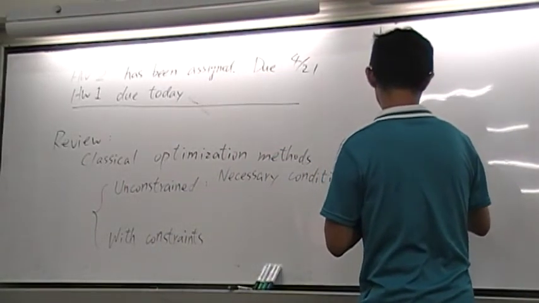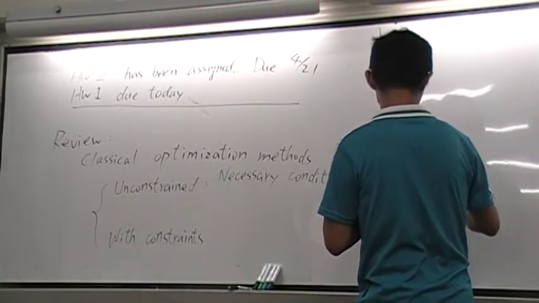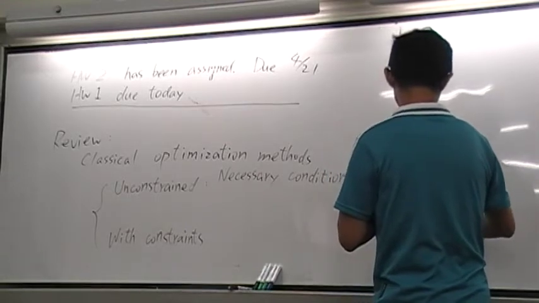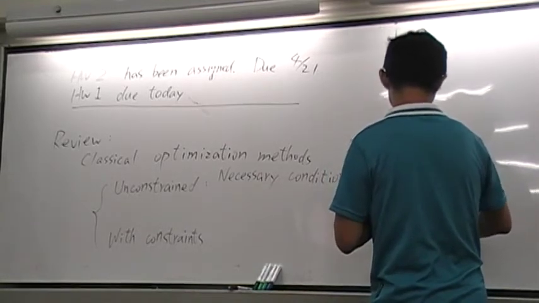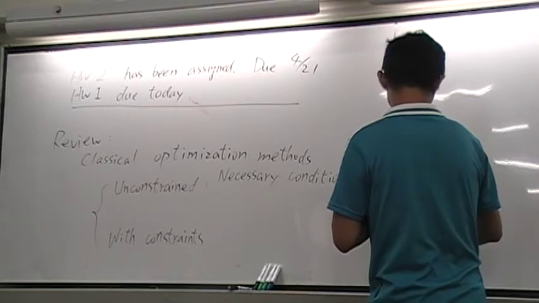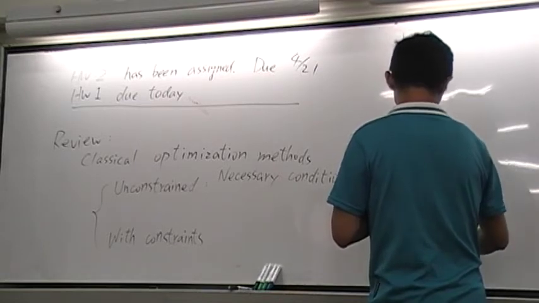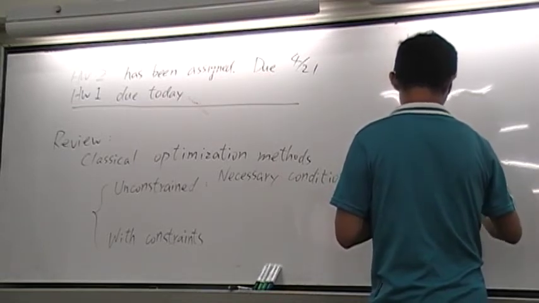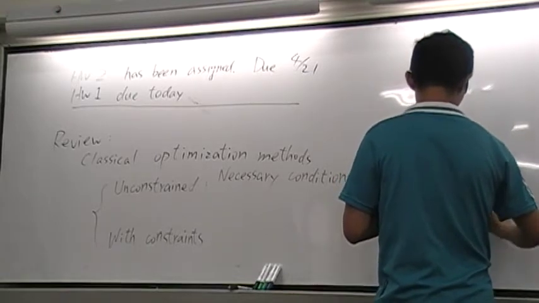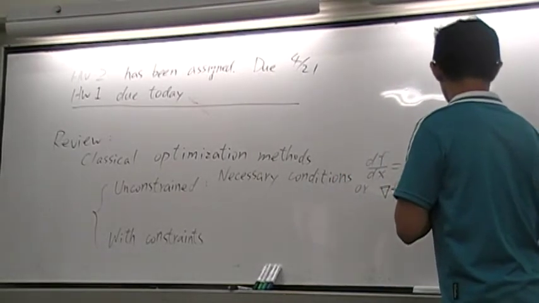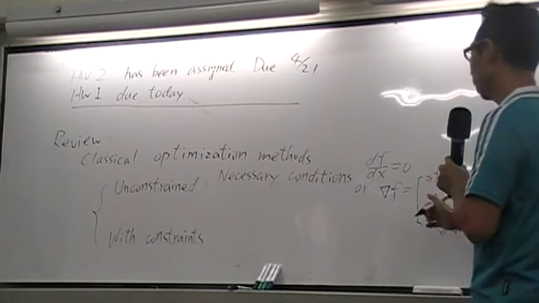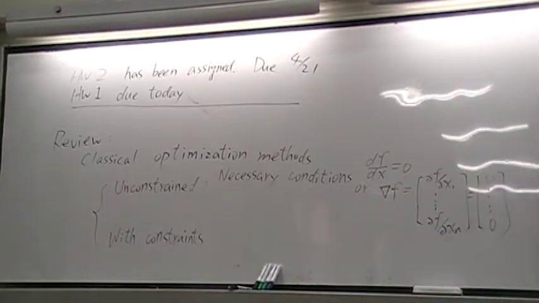So if we have n variables, taking the partial derivative with respect to all the n variables, and each one of them is 0. Okay. Yep. So this is the necessary conditions for an unconstrained case.